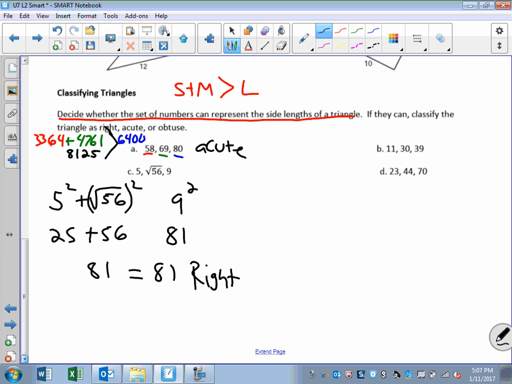So if the legs squared are greater, it's acute, like in example A. If the legs squared are equal to the hypotenuse squared, we have a right triangle. But if the legs squared added up are smaller than the hypotenuse squared, you would have an obtuse triangle. So you can go ahead and do problems B and D.